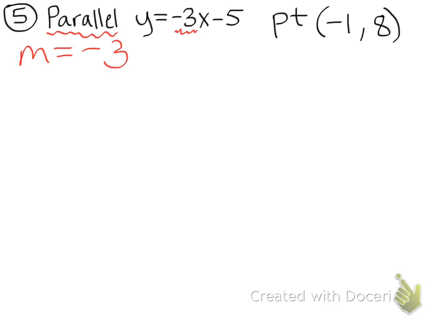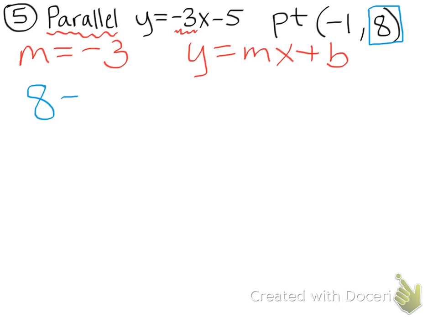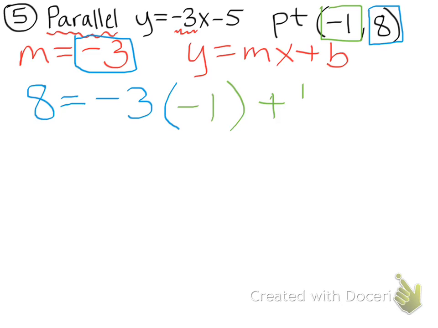And now we want to write an equation of a line in slope-intercept form. Remember, this is y equals mx plus b. So we've done this exact same thing before. First, we're going to look at our y-coordinate of our point, and that's 8. So I'm going to put 8 is equal to our slope, which we just found, which is -3, times our x value from our point, which is -1, and then plus b. That's what we're looking for right now.